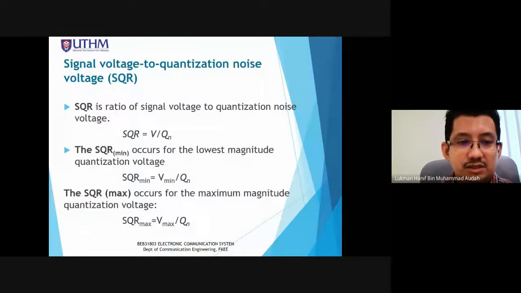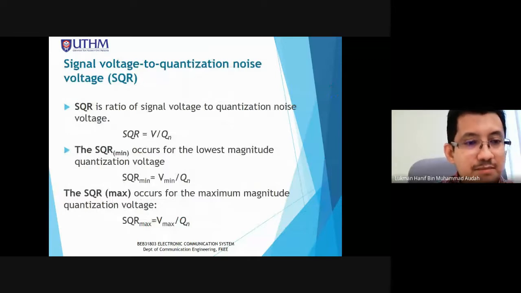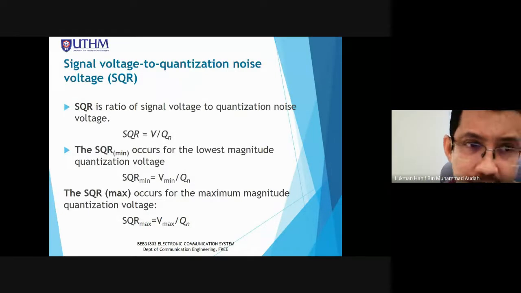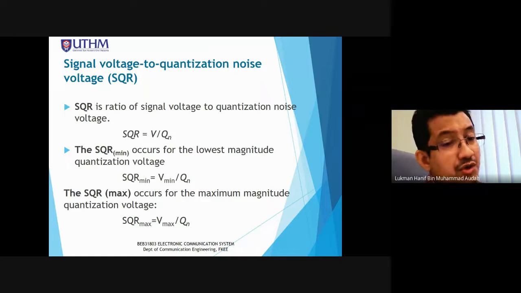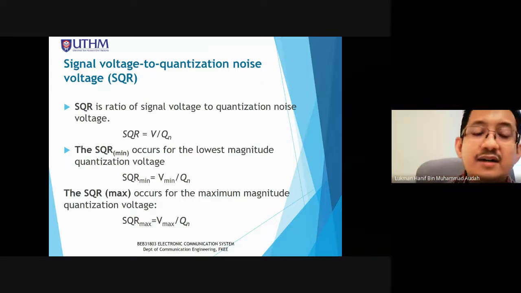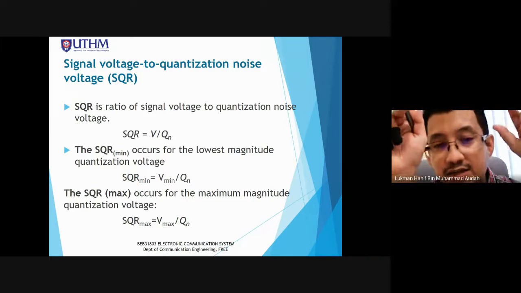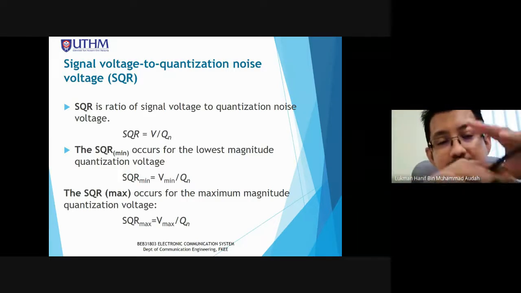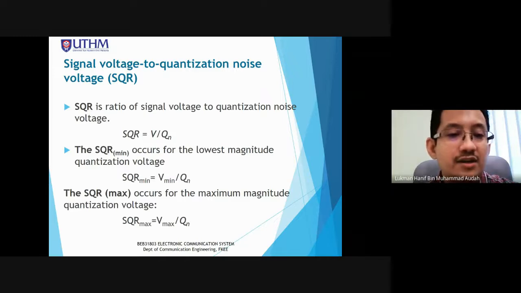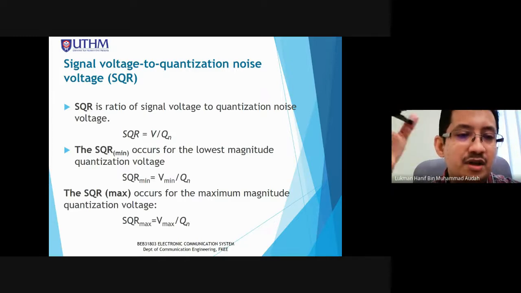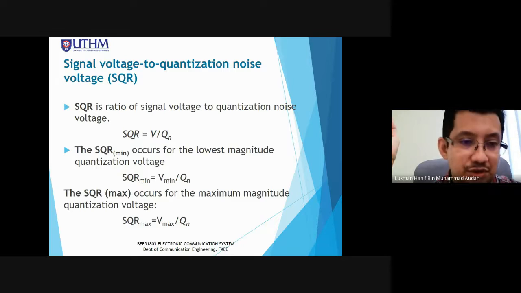Okay, the next topic. Next topic is about SQR, signal voltage to quantization noise voltage. Ini setara dengan SNR. Saya katakan setara, dia bukan sama. It is equivalent to SNR in analog. Okay, SQR is a ratio of signal voltage to the quantization noise voltage.